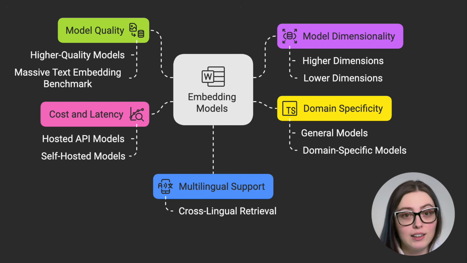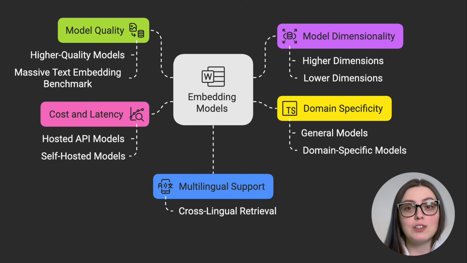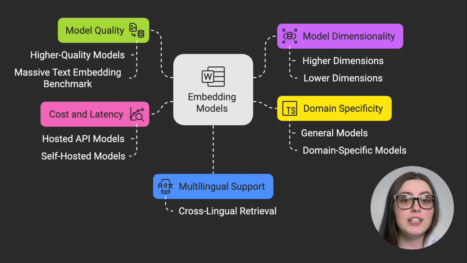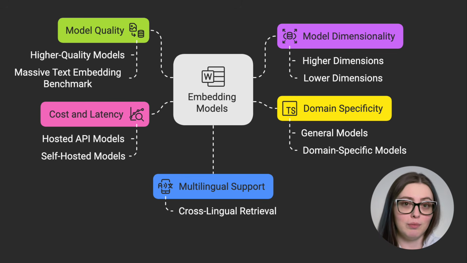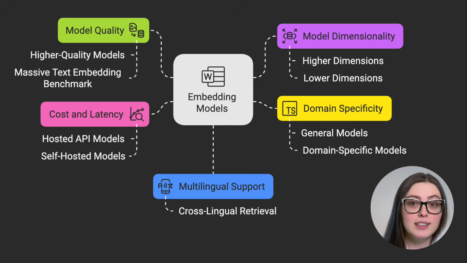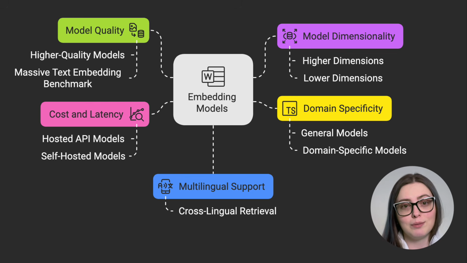Model dimensionality is a key factor. Higher dimensions can capture more nuanced relationships. Lower dimensions are more computationally efficient. Another factor is domain specificity. General embedding models work well for broad topics. Domain-specific models really work well for specialized terminology. Consider fine-tuning embeddings for highly technical domains.